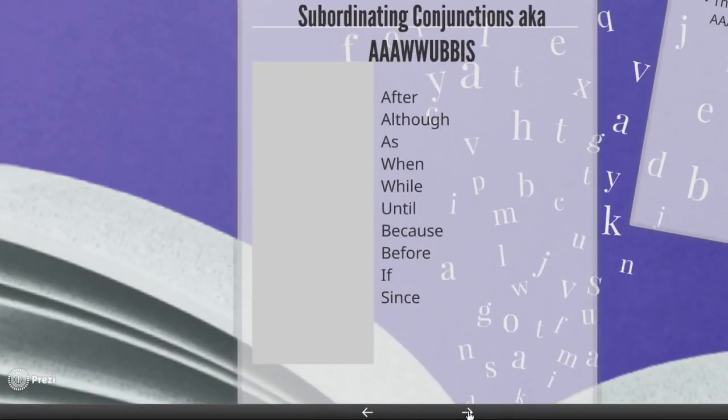AAAWWUBBIS is an acronym to help us remember the subordinating conjunctions. AAAWWUBBIS stands for after, although, as, when, while, until, because, before, if, since.